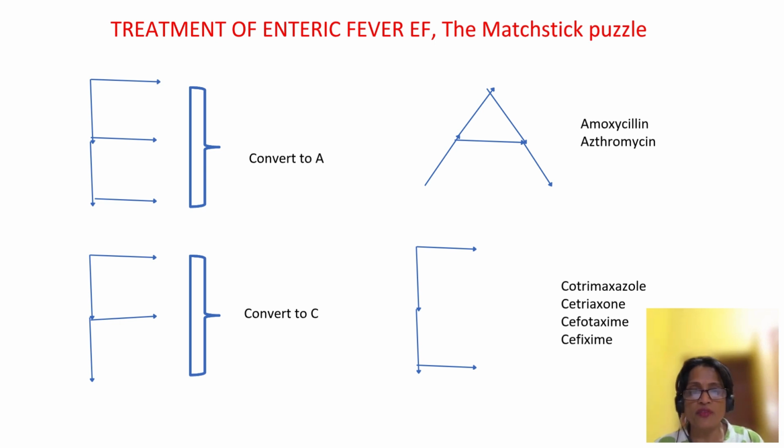And here F we have converted into C. See, cotrimoxazole, ceftriaxone, cefotaxime and cefixime starting from C are the other drugs useful in the treatment of enteric fever. So these are the important drugs useful in the treatment of enteric fever. So for you to remember, I have just created this simple puzzle.